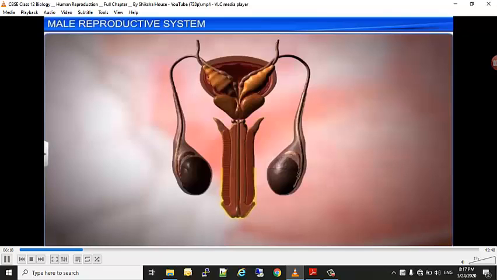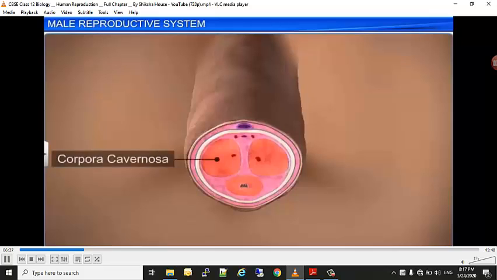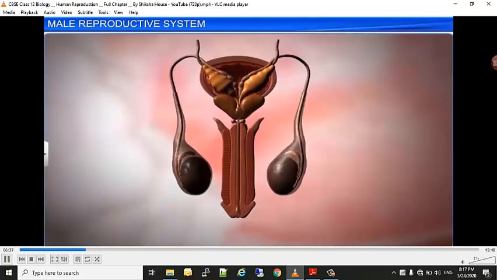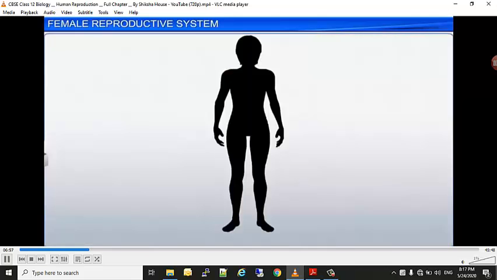It is made up of special tissues like corpora cavernosa and corpus spongiosum. The tip of the penis is called glans penis. The penis, urethra, vas deferens, and accessory glands together help in copulation and in the deposition of sperm within the female reproductive system. And now we will study about the female reproductive system.